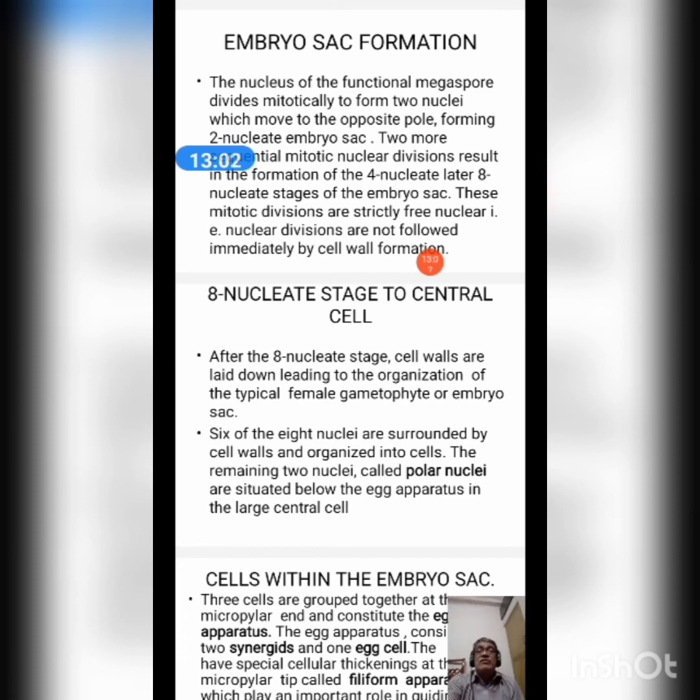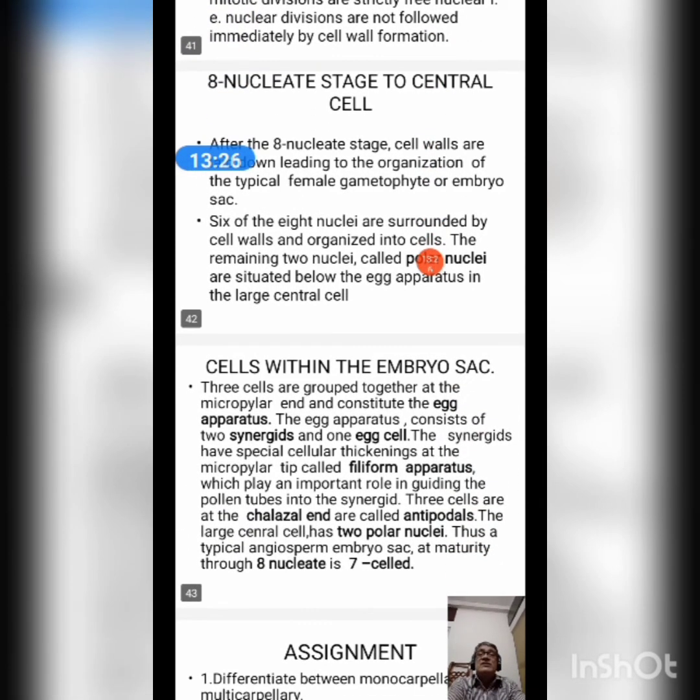So next we will talk about a significant concept, the eight-nucleus stage to the central cell. After the eight-nucleus stage, cell walls are laid down leading to the organization of a typical female gametophyte or the embryo sac. Six of the eight nuclei are surrounded by cell wall and organized into cells. The remaining two nuclei, called polar nuclei, are situated below the egg apparatus in the large central cell.